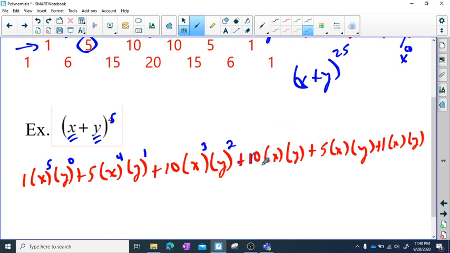Okay, there, I fixed it. I was missing a term. I went 1, 5, 10, I jumped the 10, I didn't use it. You were probably noticing that, hopefully. So now I've got 1, 5, 10, 10, 5, 1. My exponents are going 5, 4, 3, 2, 1, 0.